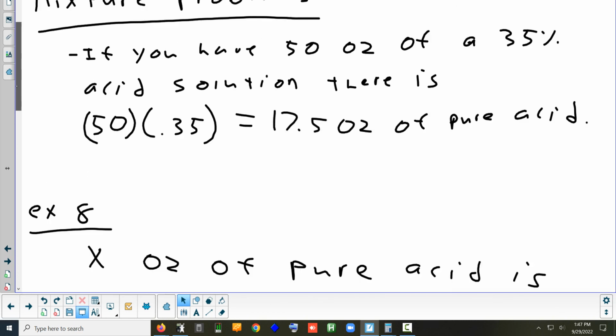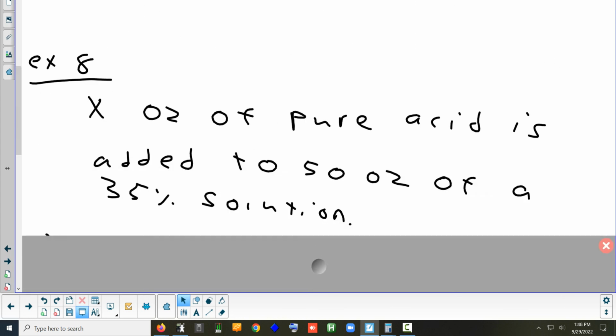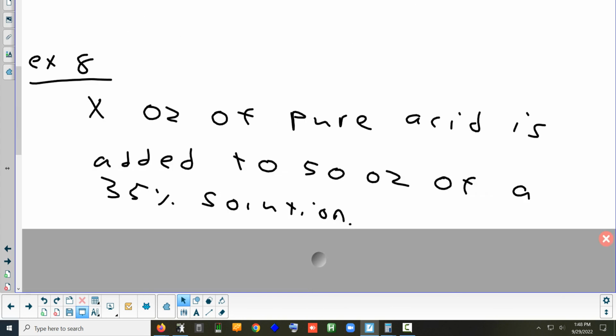So what I'm going to do in this problem is take this liquid of 50 ounces, and I'm going to pour acid into it, pure acid, 100%. So I'm going to make this solution stronger. It's a 35% solution right now. I want to make it stronger, so I'm going to put pure acid into it. How much am I going to put in? Well, I'm going to pour x ounces of 100% pure acid into the solution I already have.